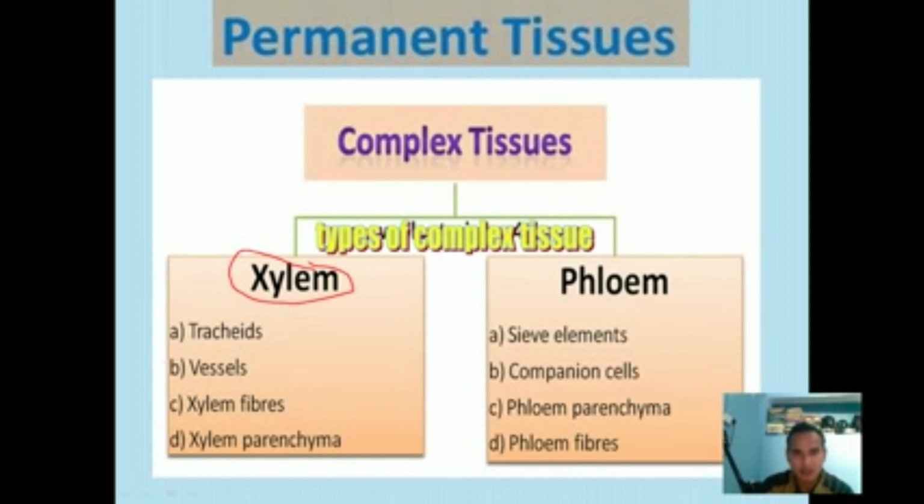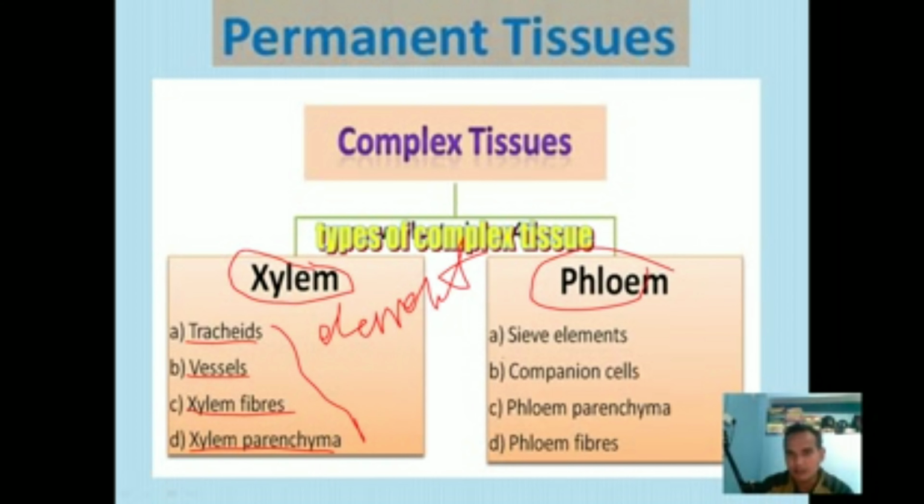Now look at here, xylem has got how many cells? 4 cells: 1, 2, 3 and 4 cells. These cells are also called elements. Just keep that in your mind. And then even in the phloem we also have 4 elements: 1, 2, 3 and 4 elements.